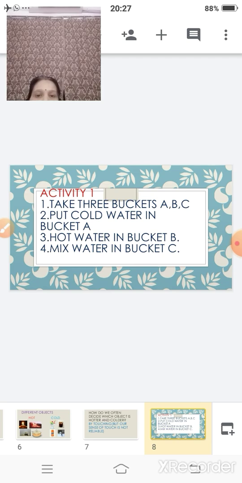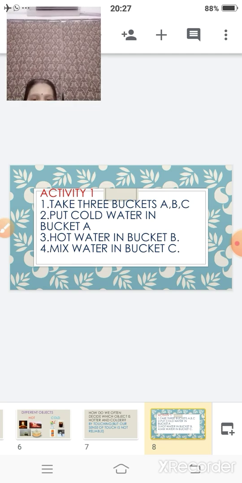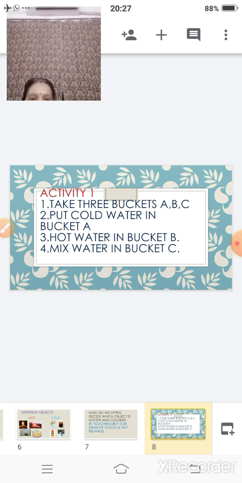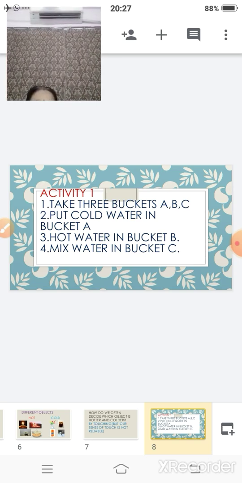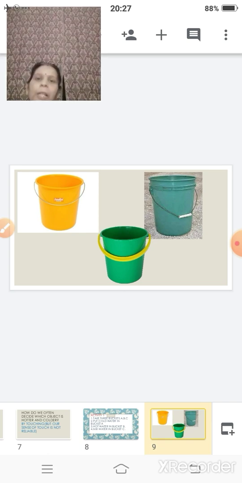Here for this activity, we are taking 3 buckets: bucket A, bucket B and bucket C. In bucket A, we are taking cold water, and that too ice cold water. In bucket B, we are taking hot water. In bucket C, we are taking mixed water. That means neither is it very hot nor is it very cold.